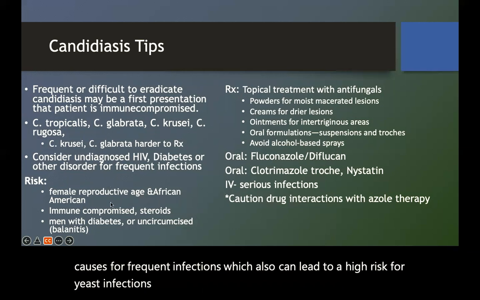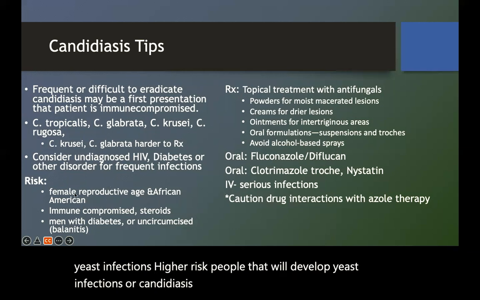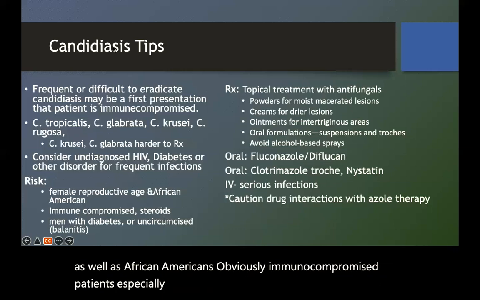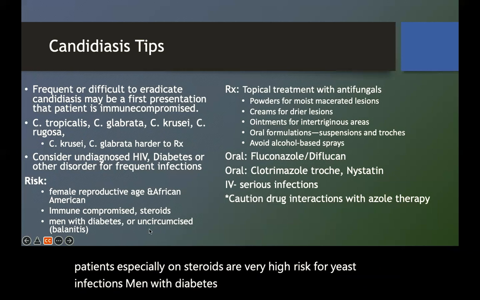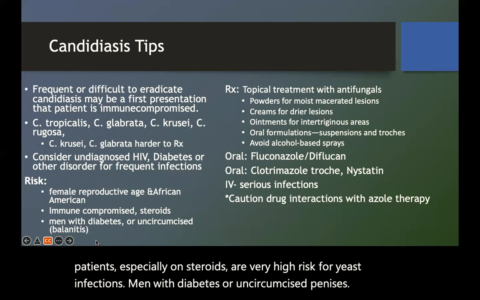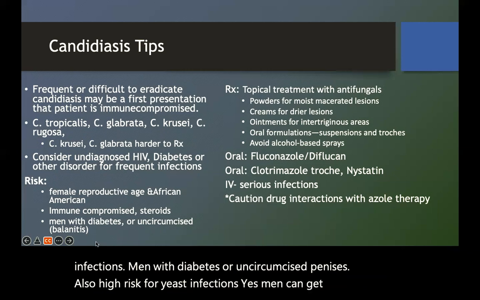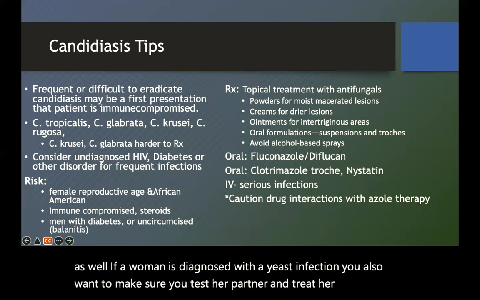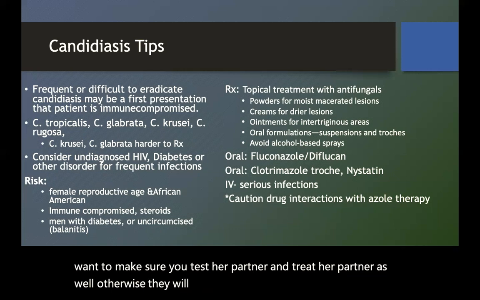Higher risk people that will develop yeast infections or candidiasis are female patients in reproductive age, as well as African Americans. Obviously, immunocompromised patients, especially on steroids, are very high risk for yeast infections. Men with diabetes or uncircumcised penises, also high risk for yeast infections. Yes, men can get yeast infections as well. If a woman is diagnosed with a yeast infection, you also want to make sure you test her partner and treat her partner as well. Otherwise, they will continually have this yeast infection that will not go away because they'll continually give it back and forth to each other.